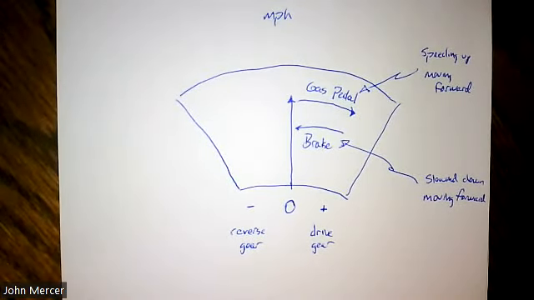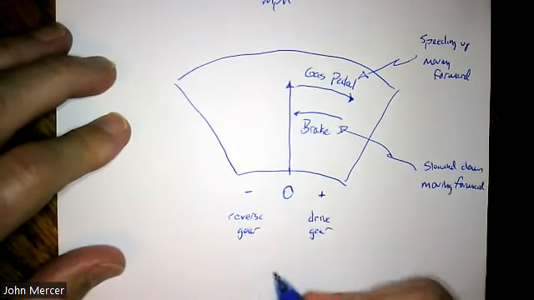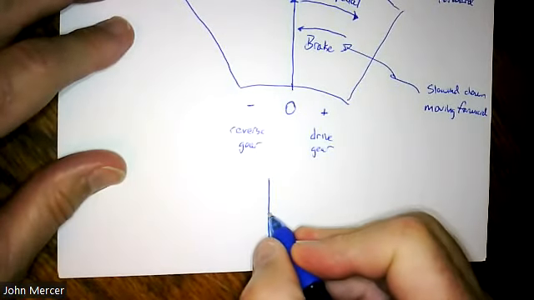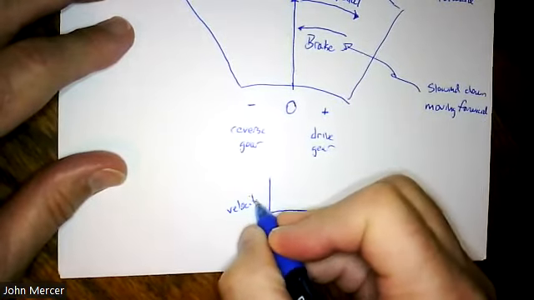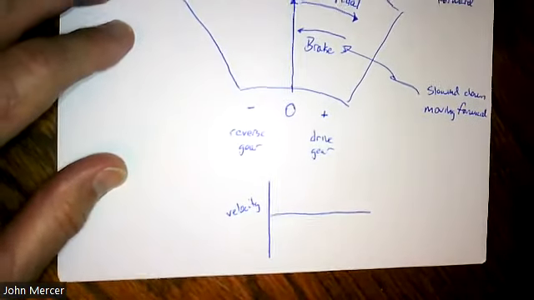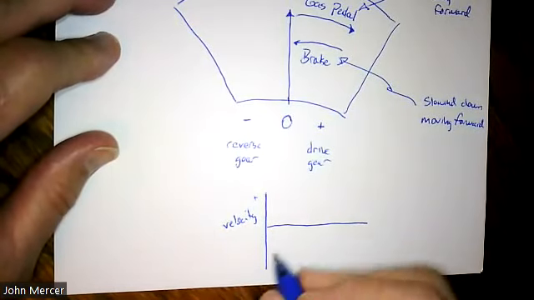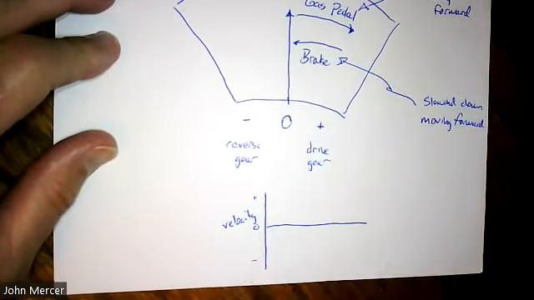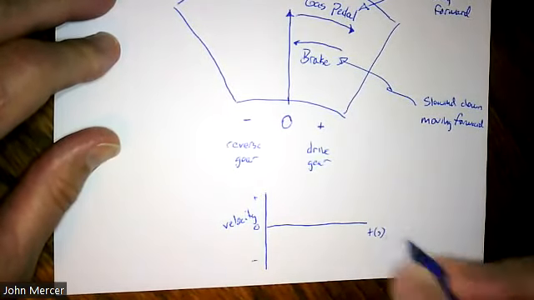Okay, so now, let's do this. I'm going to put a little plot down here because I like to plot things. I'm going to draw it like this. I'm going to put velocity here. And even though I'm calling this a speedometer, we're really talking about velocity. I'm going to put positive velocities up here, negative velocities here, and 0 velocity here. And this axis would be time.